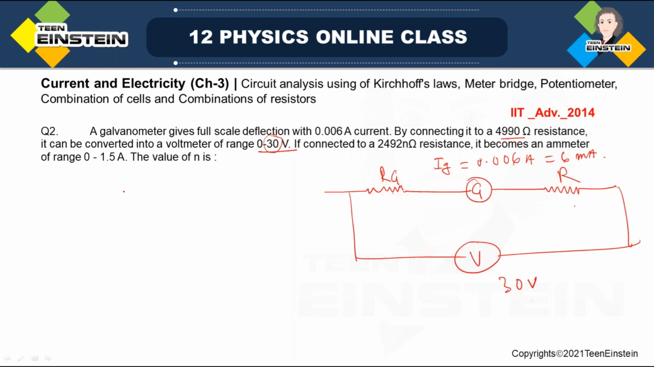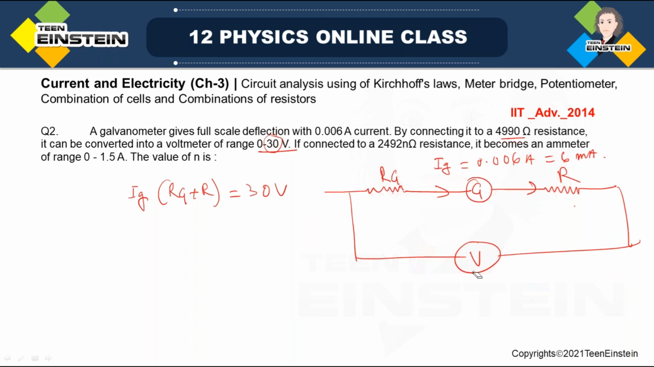So how can we write that? Ig into, the same current is flowing through both the resistors. Ig into Rg plus R is equal to 30 volt. This is the first equation we can write.